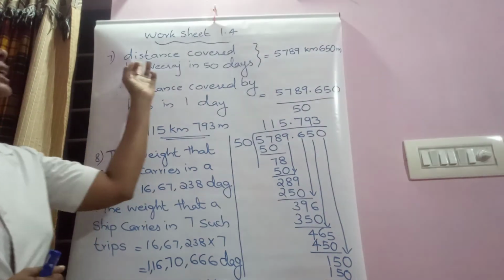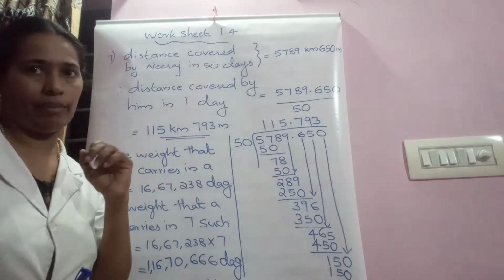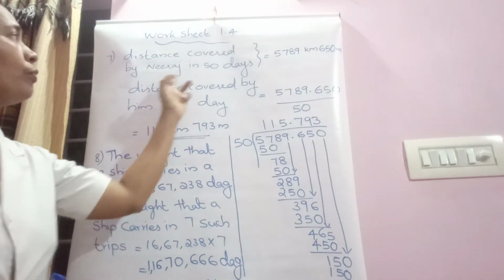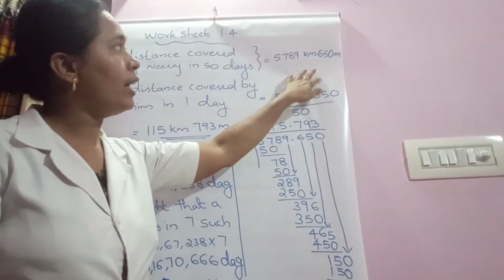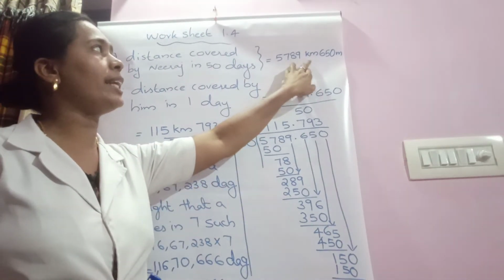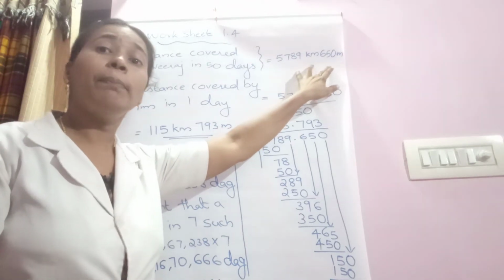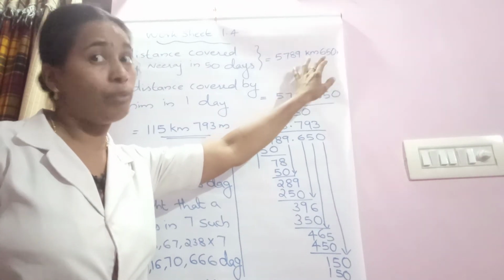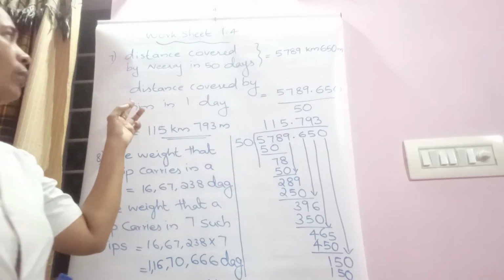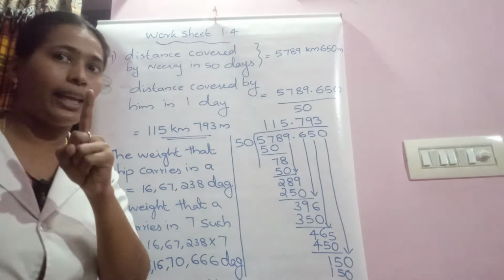7th question, distance covered by Neeraj in 50 days is given. For 50 days, what is the distance covered? 5,789 kilometer and 650 meter is given in the question for 50 days. So we need to calculate the distance covered by him in 1 day.